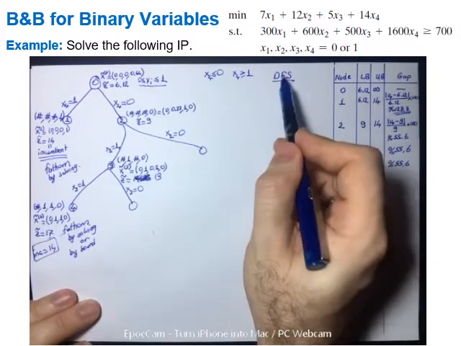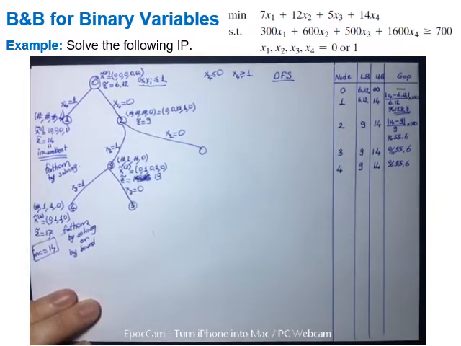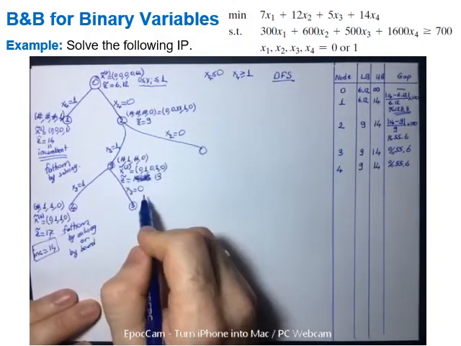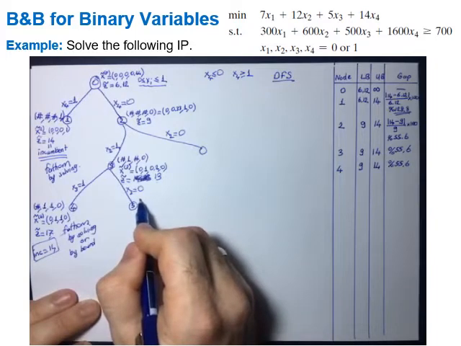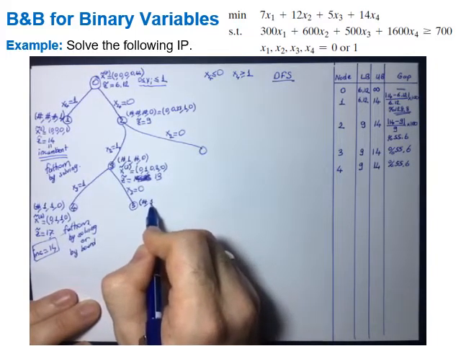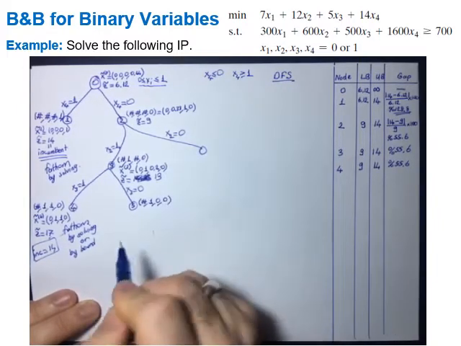Okay, I have two open nodes that I need to explore, you see. And according to depth first search, I need to select this one. And it is numbered as 5. And here, what problem am I solving? Again, x1 is free, x2 is set to 1, x3 is set to 0, and x4 is set to 0.